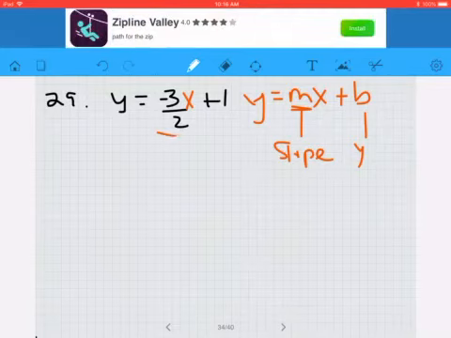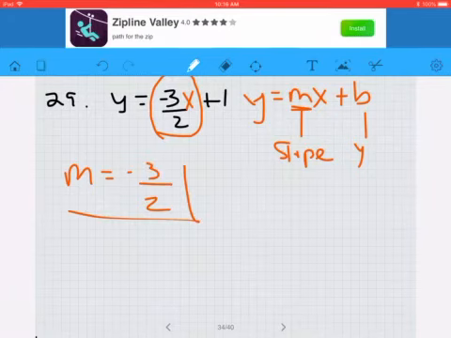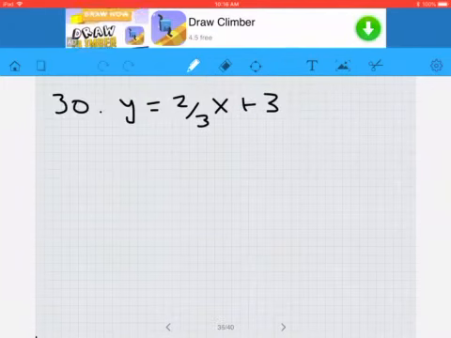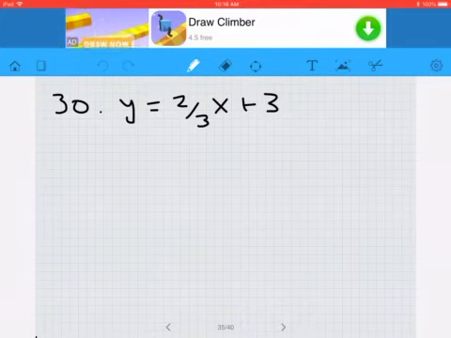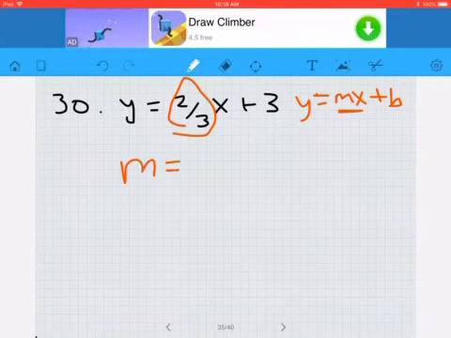The slope is the number in front of your x. I have some students that would write -3/2 x as their slope, but actually the slope is just -3/2. It's just that coefficient, not including the x. Easy enough. Number 30, which is your last problem for today, is the same type of problem. We've got our equation of the line in slope-intercept form, so we're looking for that number in front of x, which makes our slope 2/3.